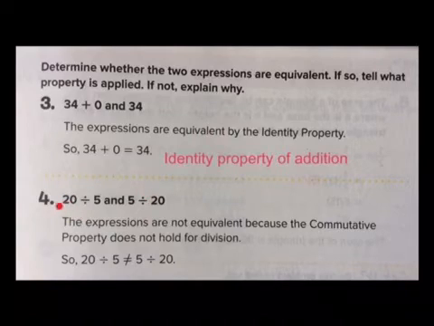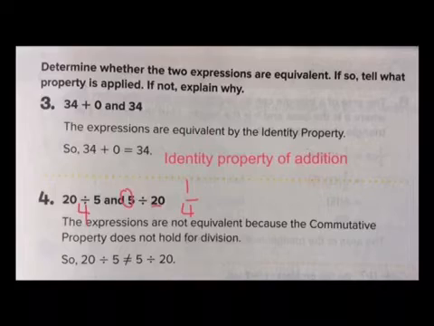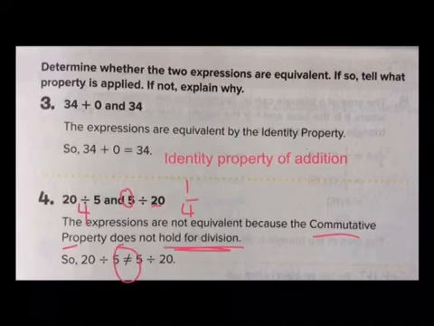So again, 20 divided by 5 is 4, right? It's 4. But 5 divided into 20 parts, for every 5 we have 4, it's going to be 1/4. Okay, so clearly they're not equal. So the commutative property does not hold true for division.